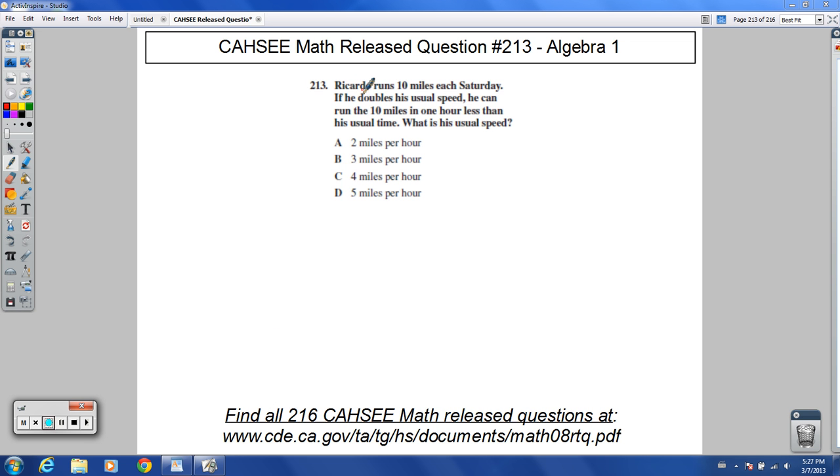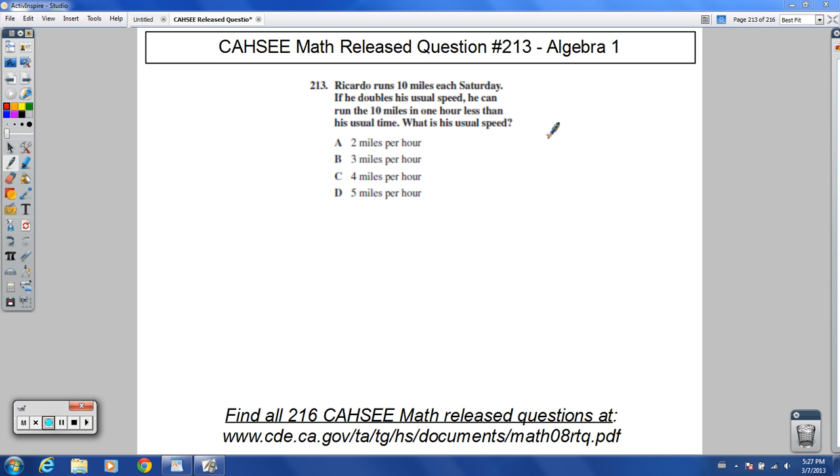It says this, that Ricardo runs 10 miles each Saturday. Good work, Ricardo. That's a lot of miles. If he doubles his usual speed, however, he can run the 10 miles in 1 hour less than his usual time. That's a lot faster. Okay, let's see what we got here. What is his usual speed?